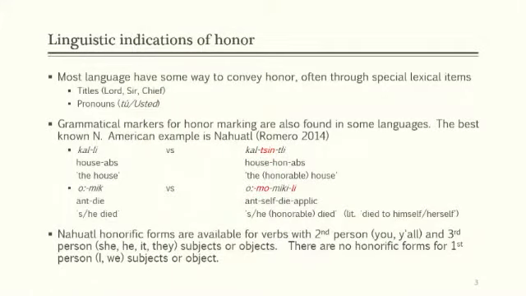This works for second person and third person subjects or objects in Nahuatl, but there are no honorifics for first person subjects or objects. That's probably true for most languages around the world. Typically, you don't index your own social status linguistically, you index the social status of other people.